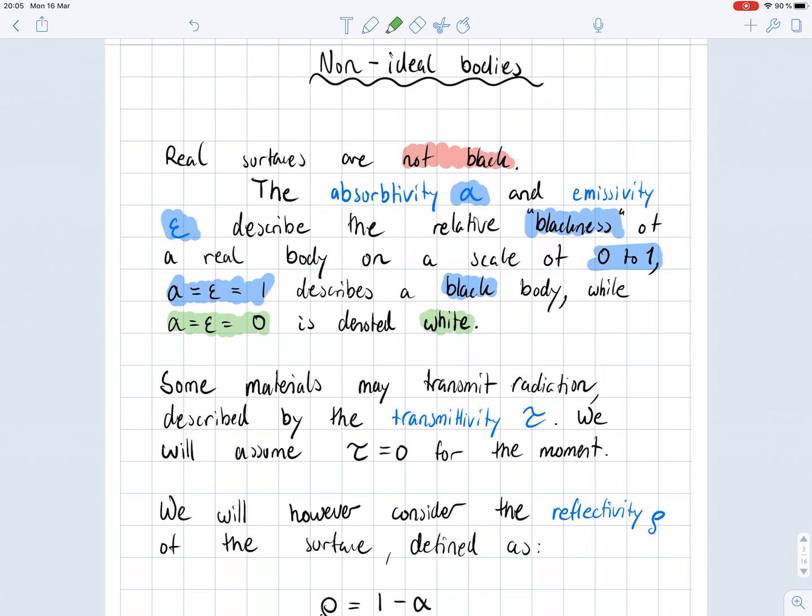There is an additional parameter which is related to the ability of a material to transmit radiation. This parameter is called the transmittivity, and we use the symbol tau to describe it. But in this course, at least for the moment, we will assume that tau equals 0. So we will only consider what is happening on the actual surface of the material.